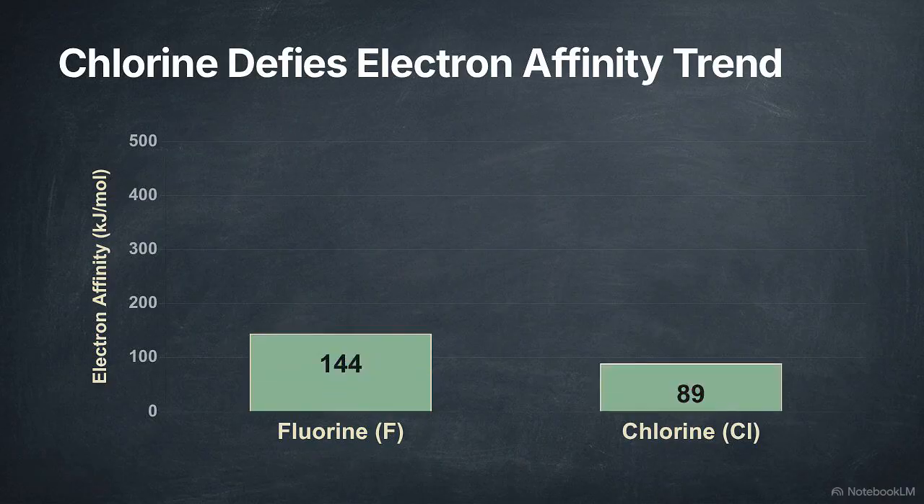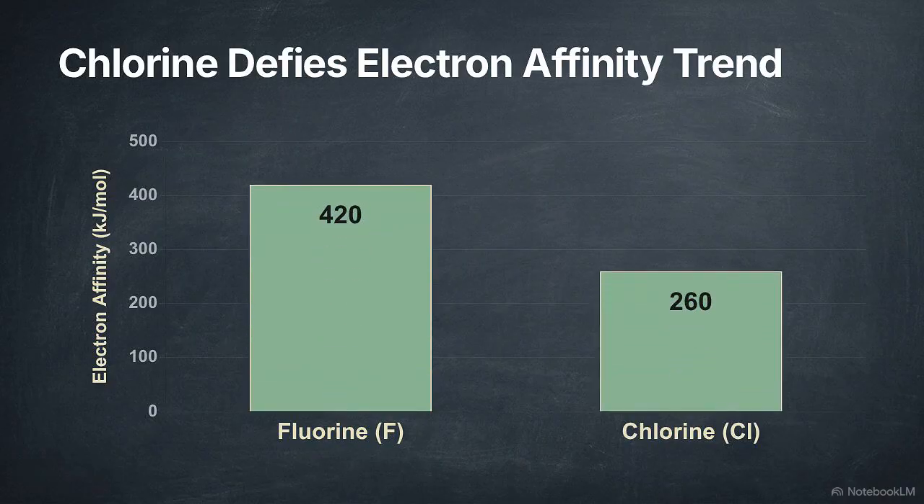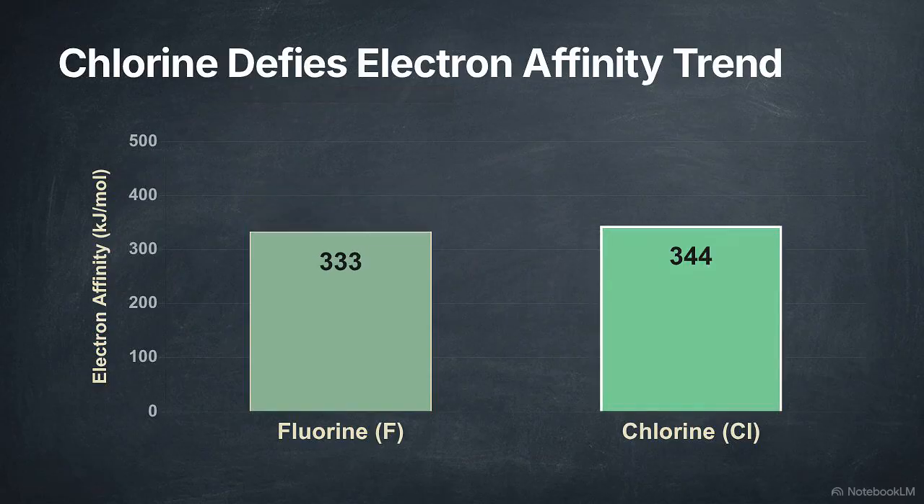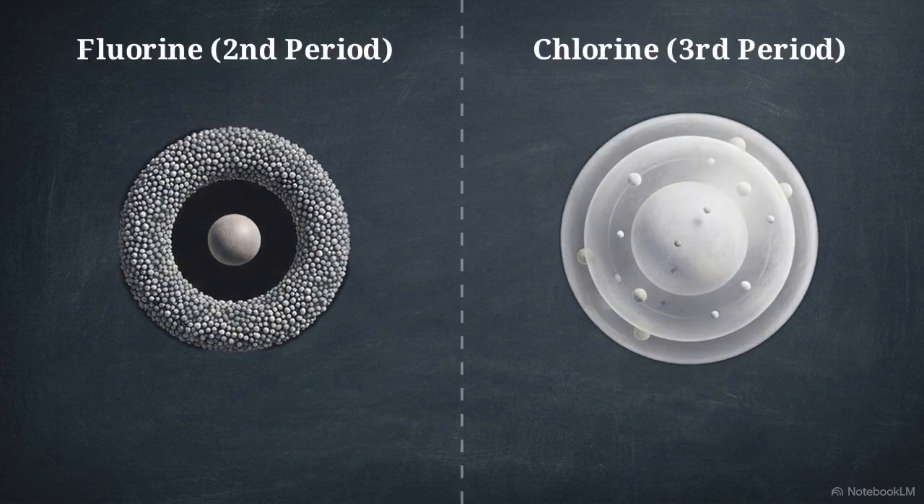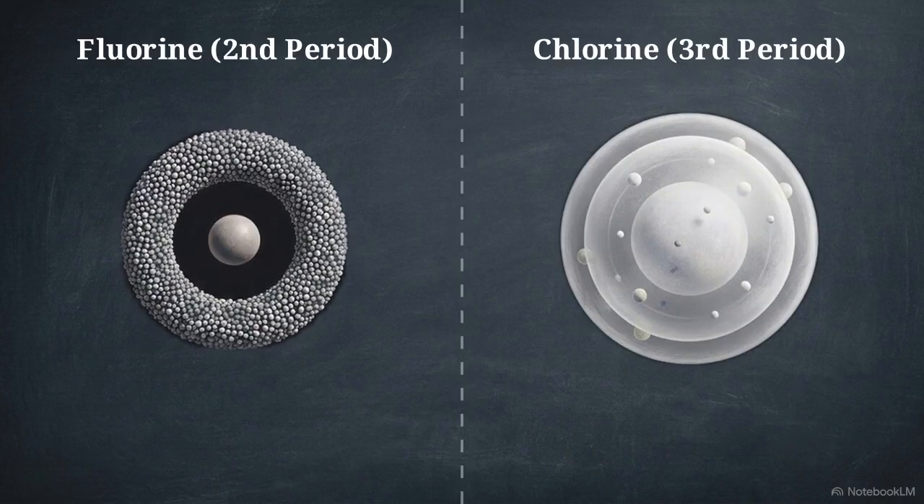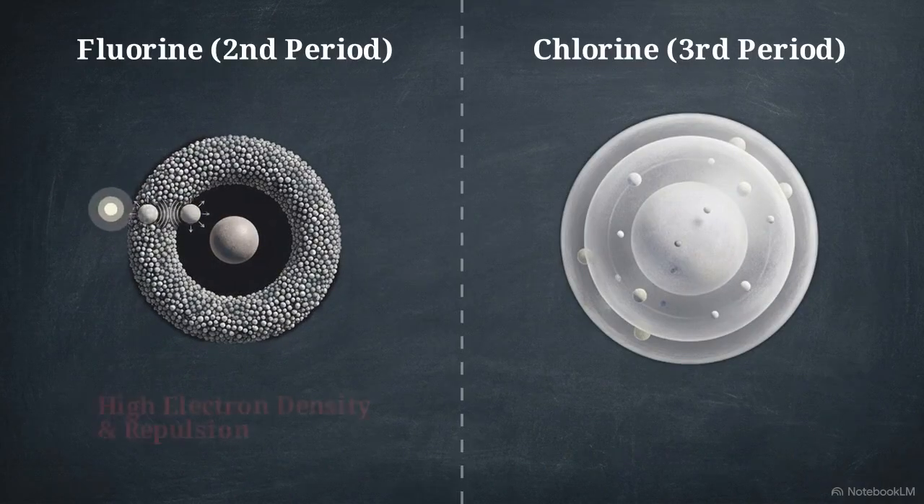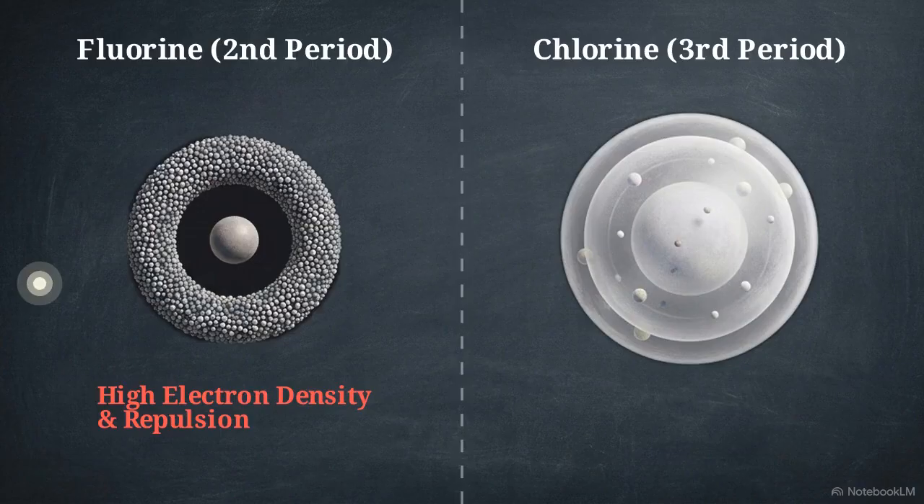This conflict between trends and physical reality appears again in electron affinity. Based on atomic size alone, fluorine should release the most energy when accepting an electron. Instead, the highest value belongs to chlorine. Because fluorine is in the second period, its valence shell is physically small and densely packed. An incoming electron faces intense repulsion from the electrons already there.